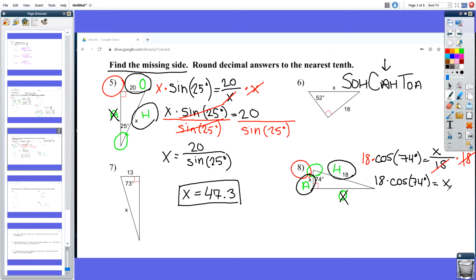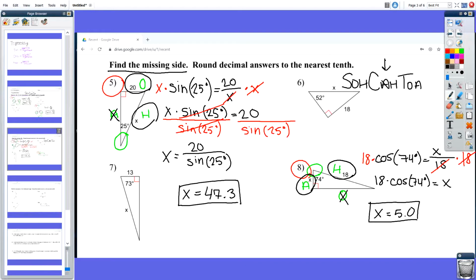So I'm going to put in 18 times cosine of 74 and hit enter. And I can see that this side has a length of, when we round to the nearest tenth, 5.